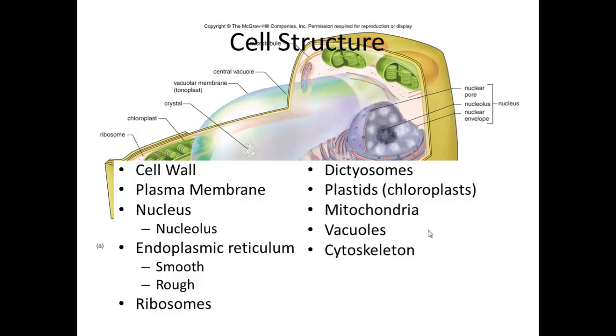So the structure of cells breaks down into a bunch of different parts, each of them with different evolutionary origins, including infolding of the plasma membrane or endosymbiosis, which we'll discuss in a minute. But we'll go over these each individually.